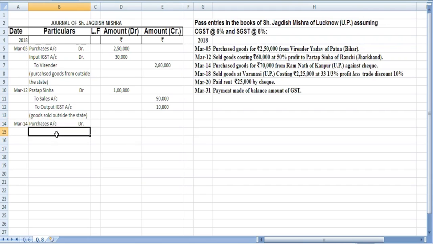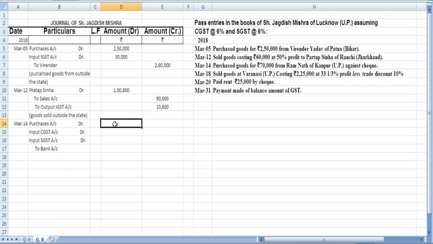purchases account debit, input CGST account debit, input SGST account debit, to bank account, because this is against the check.